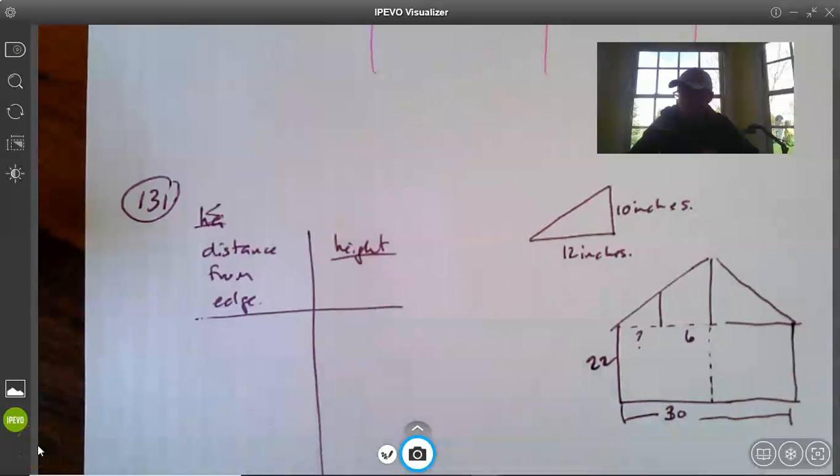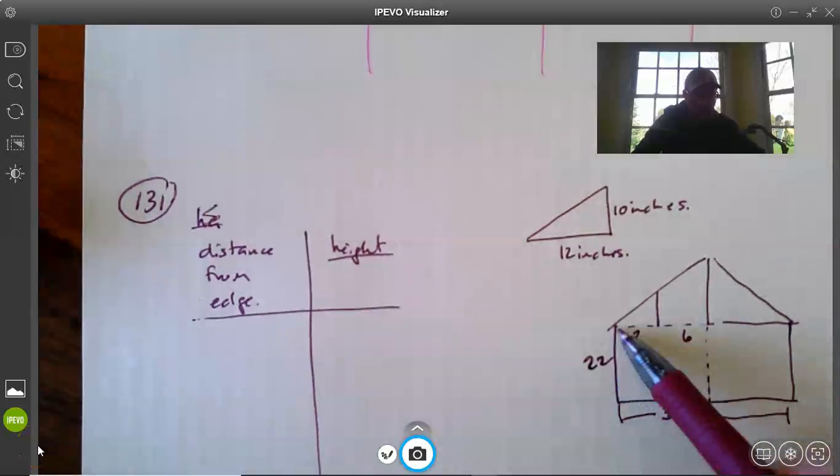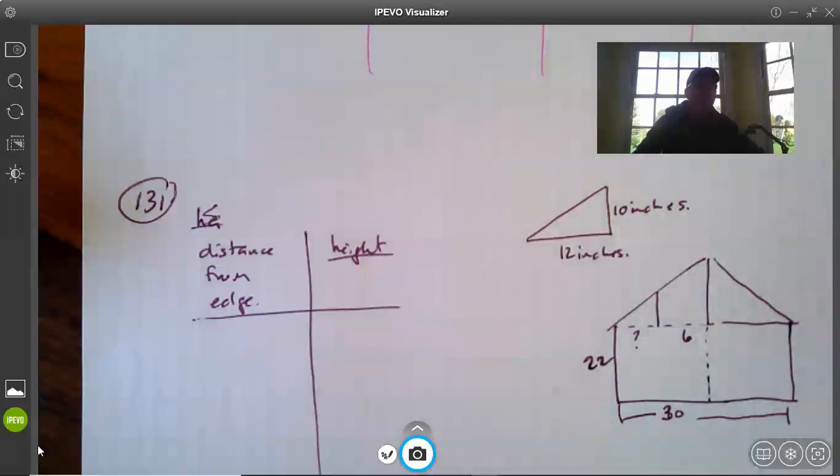Okie doke. All right, looking at a building here. The building is 30 feet across the middle, 22 feet high up to the roof line, and the building can't be over 35 feet tall. And so that's one of the other things here. We're trying to decide, well, if this design is going to make the building taller than 35 feet, because if it does, we have a problem.